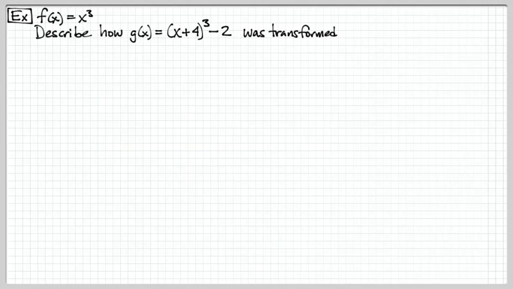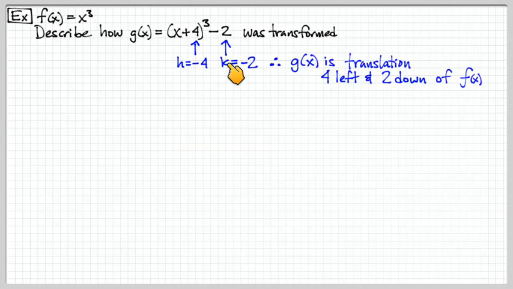Okay, as we look at a degree 3 polynomial, a cubic, let's see how this function g of x has been transformed. We see here, outside, this is the vertical translation, down by 2. And inside here we have a plus 3, which means a left translation. Our h value here is minus 4... that means to the left by 4.